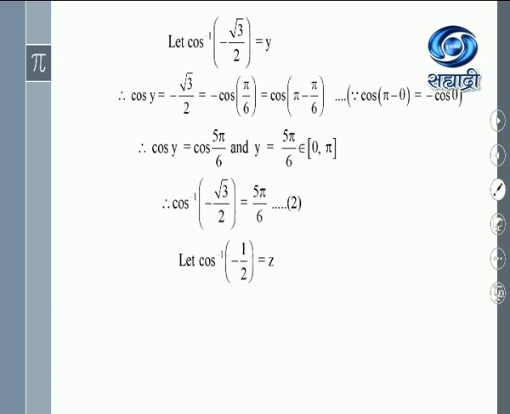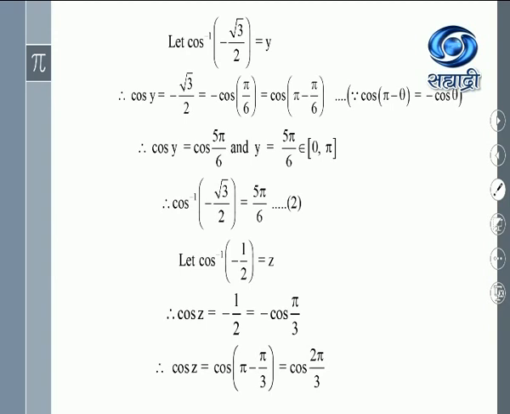Now the term in RHS. Let cos inverse of minus 1 upon 2 be equal to z. Therefore, cos z is equal to minus 1 upon 2. You know, cos 60 degrees is equal to 1 upon 2. For the positive value we find first: cos 60 degrees is 1 upon 2. Therefore, minus cos 60 degrees is minus 1 upon 2. And 60 degrees is nothing but pi by 3. So we write minus of cos pi by 3 is equal to minus 1 upon 2.